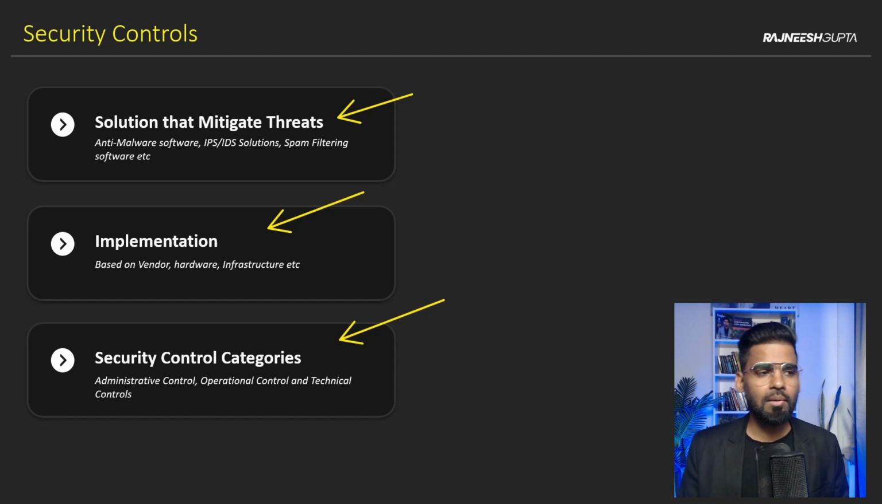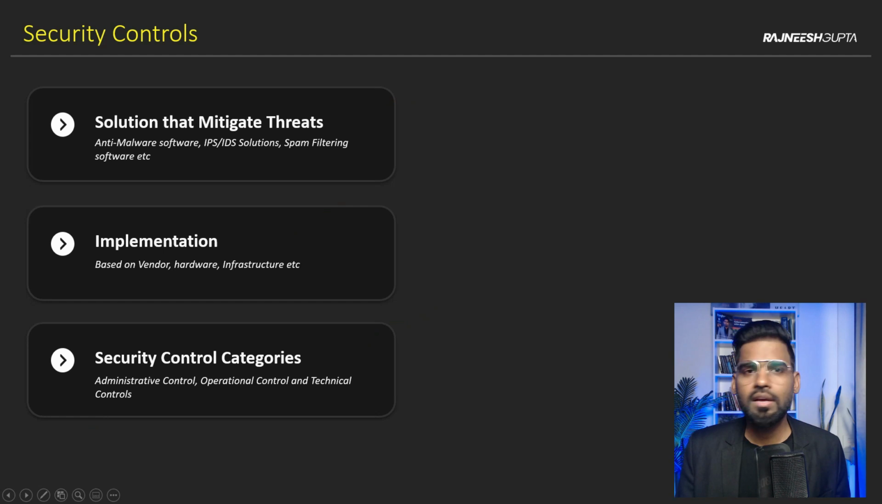Third, you need to remember there are different kinds of controls present. It could be administrative control, it can be operational control and technical control as well, right? So operational controls are also considered to be physical controls, okay? So let's talk ahead and get more understanding about it.